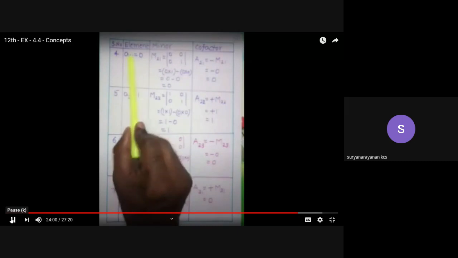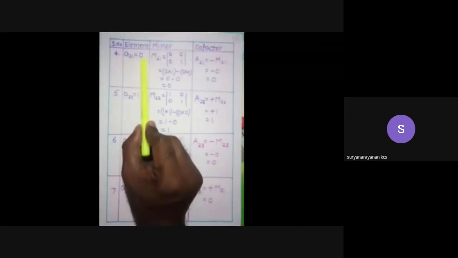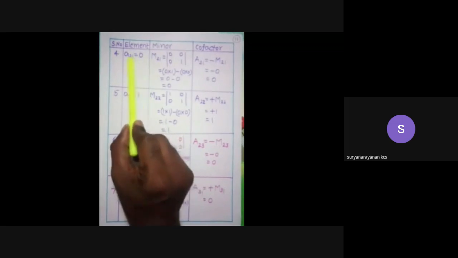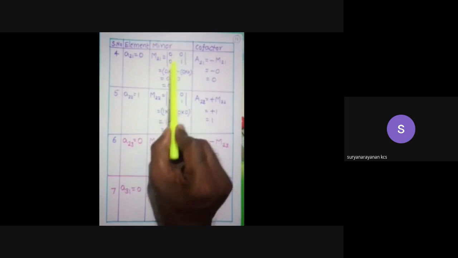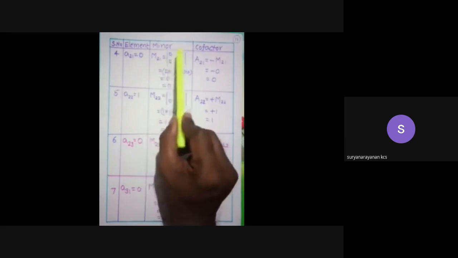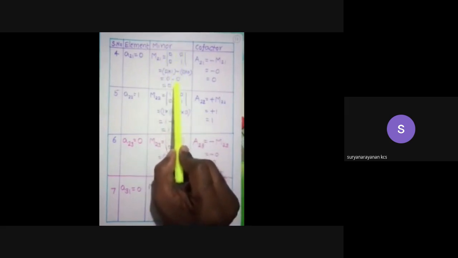That is the second row, first column element. It is 0. So by closing the second row and the first column, we get this submatrix. We have to find its determinant. Understood, my children? Similarly, we have to find the cofactor.